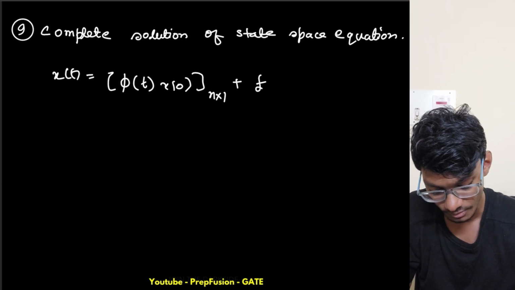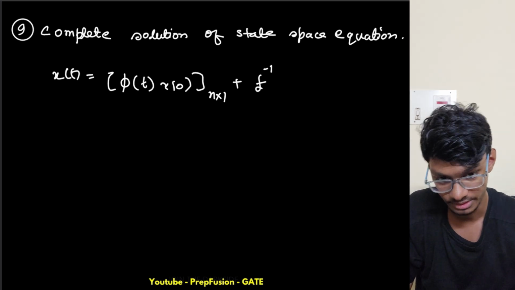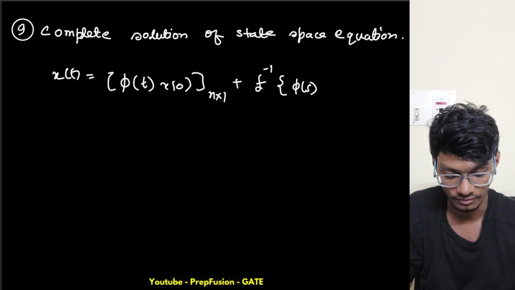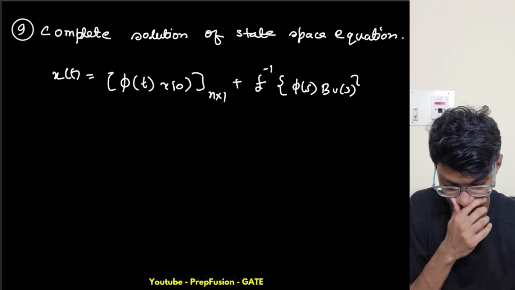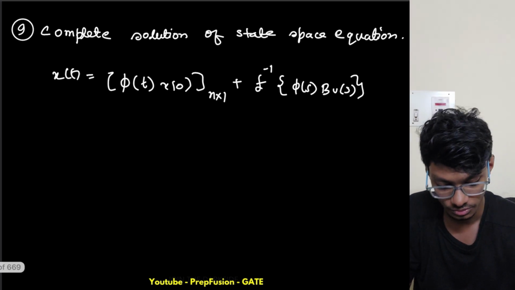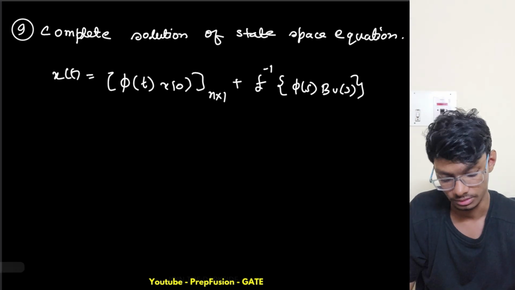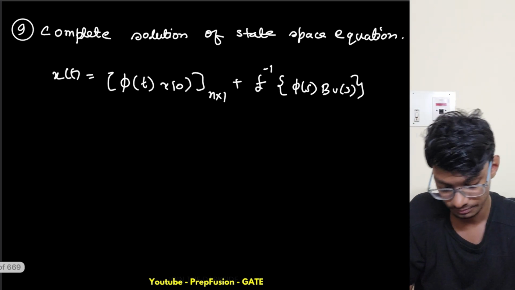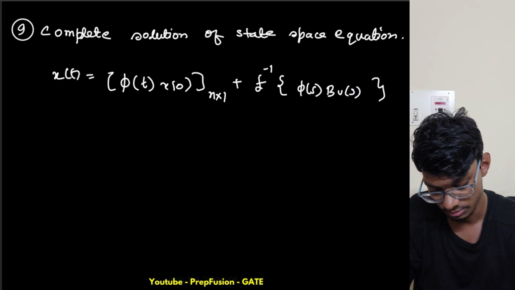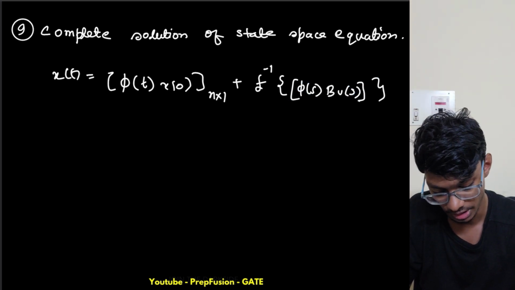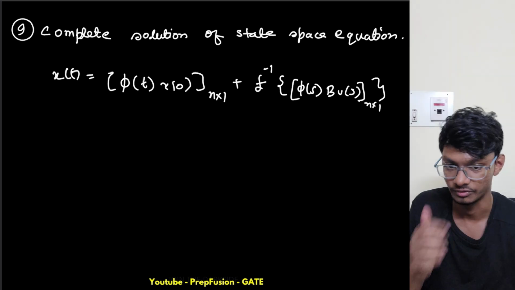So this one will be Laplace inverse of phi of s B u of s. Okay, so what is the order of this one? The order of this one is also n cross 1, right? So this I won't tell. Okay, figure it out for yourself. Why is the order n cross 1?